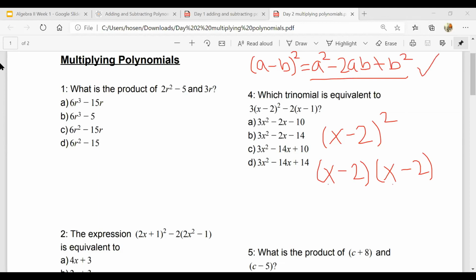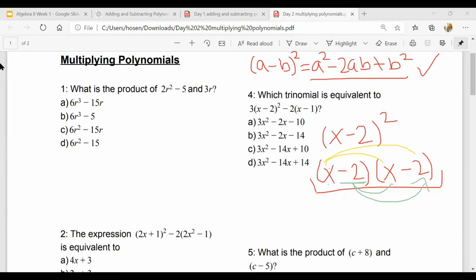So we are multiplying this, right? What we're going to do is multiply x with this x first, and then multiply x with this 2 first. So now we're done with this x, right? Then the next thing that we should do is multiply the negative 2 with the x here, and negative 2 with the negative 2 in here.